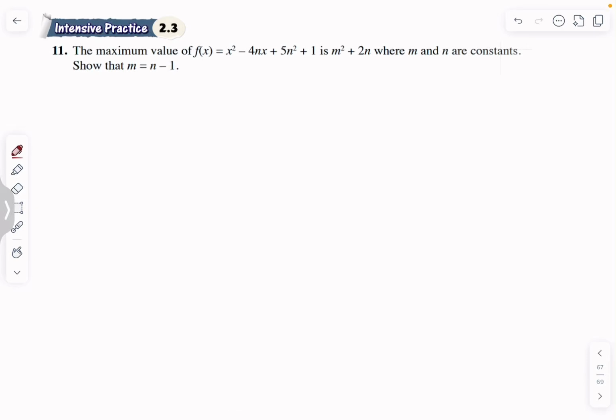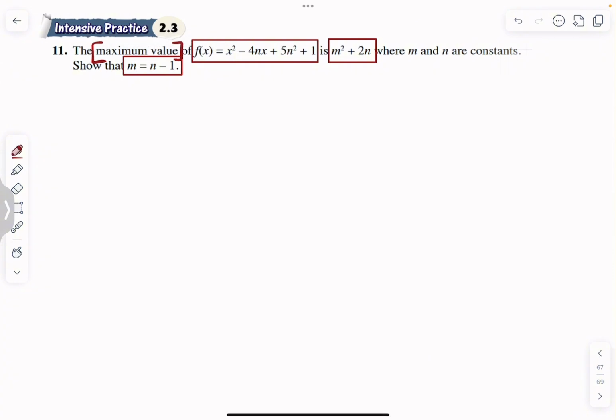Question 11. The maximum value of this graph is this, where m and n are constants. Show that m equals n minus 1. Alright, this is what we need to do.